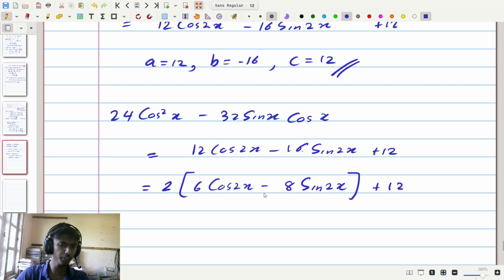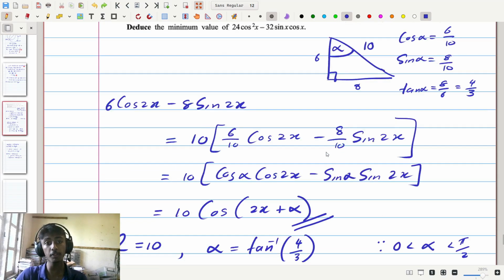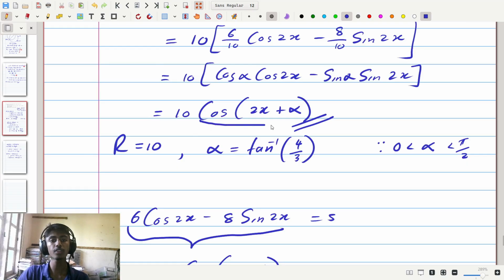Going up for a second, we might notice that this thing right here, 6 cosine of 2x minus 8 sine of 2x, is exactly the expression that we had in the first part of the question. Given that, instead of that expression, we can substitute in the expression 10 times cosine of 2x plus alpha.